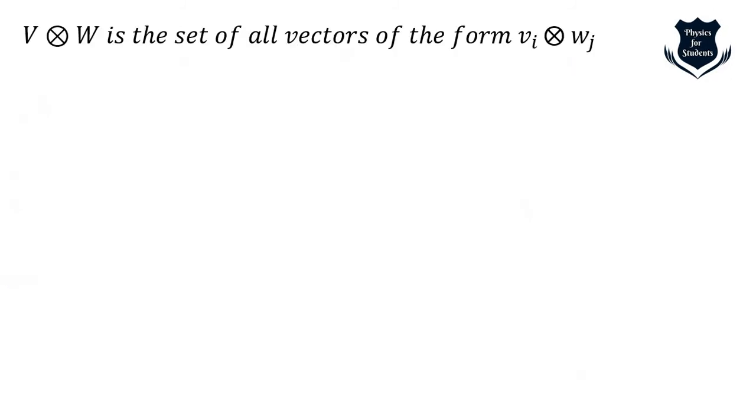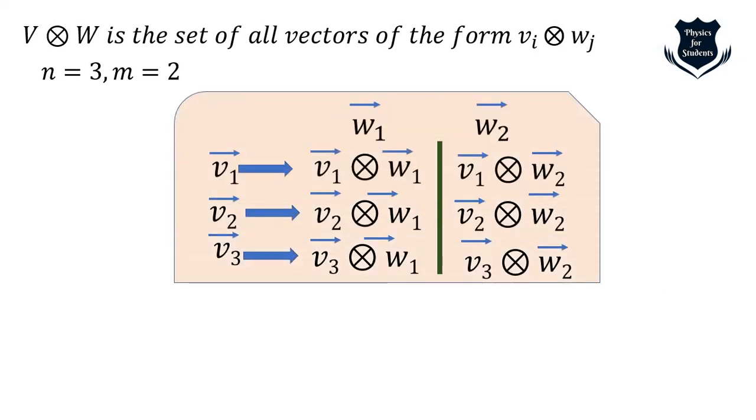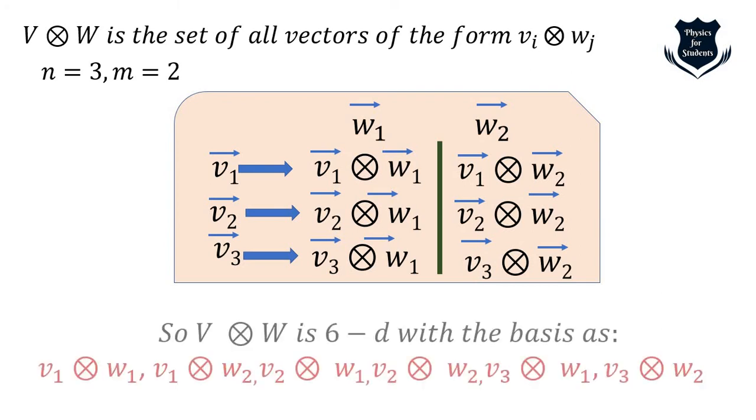So this is a repetition from the earlier one. We take n equals 3 and m equals 2, and then we can find the 6 basis vectors, with i from 1 to n and j from 1 to m, and we get this. All these arrows, if I have missed any, my apologies, are just to make sure that this is a vector. So this is a 6-dimensional space with these as bases. So v tensor w is 6-dimensional with the basis as mentioned at the bottom of the screen.